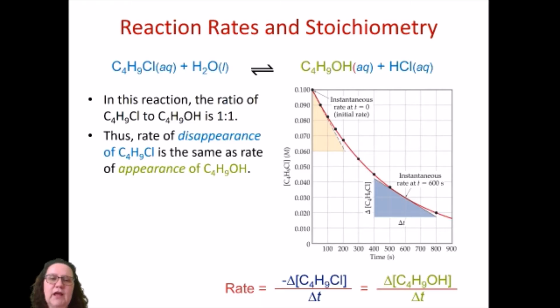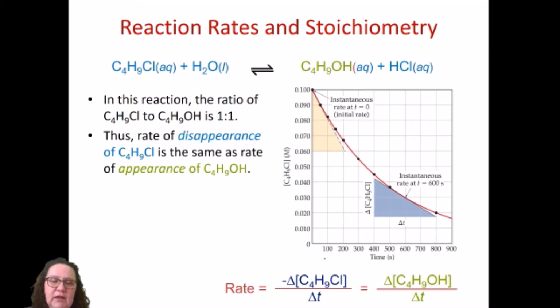In this particular reaction, the ratio of reagent to product, butyl chloride to butanol, is 1:1. For each mole of butyl chloride that gets hydrolyzed, 1 mole of butanol is formed. The rate of disappearance of butyl chloride is the same as the rate of appearance of butanol.